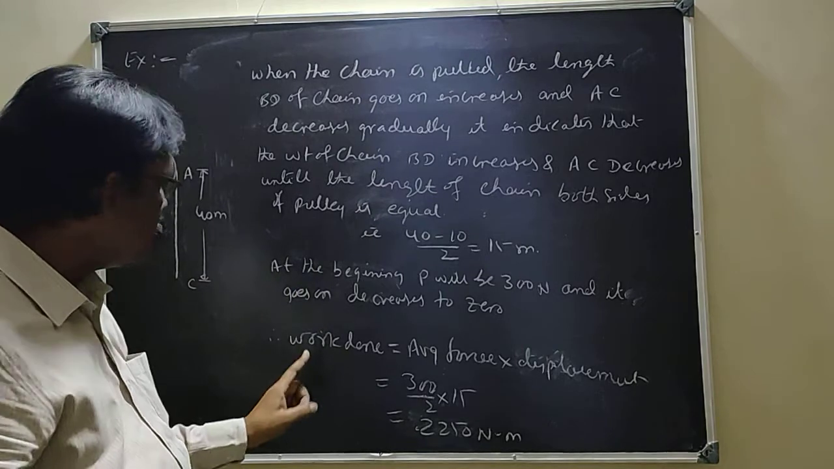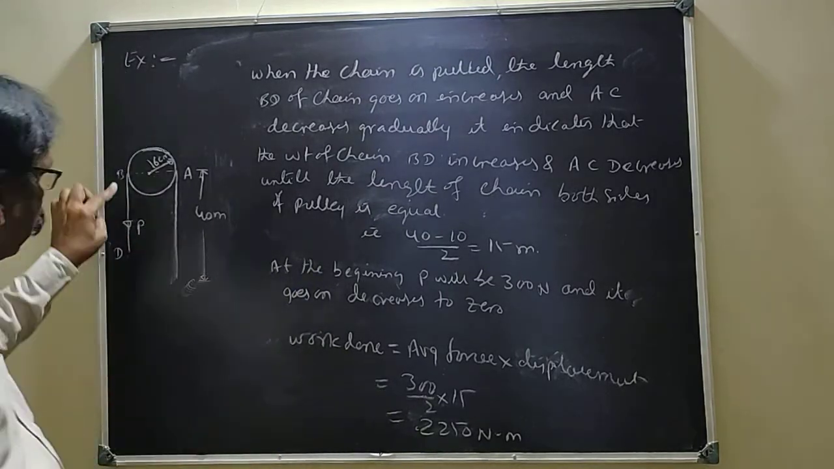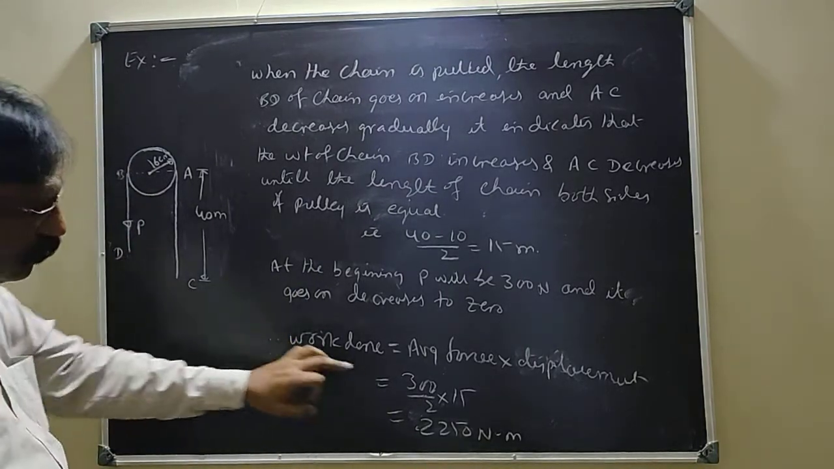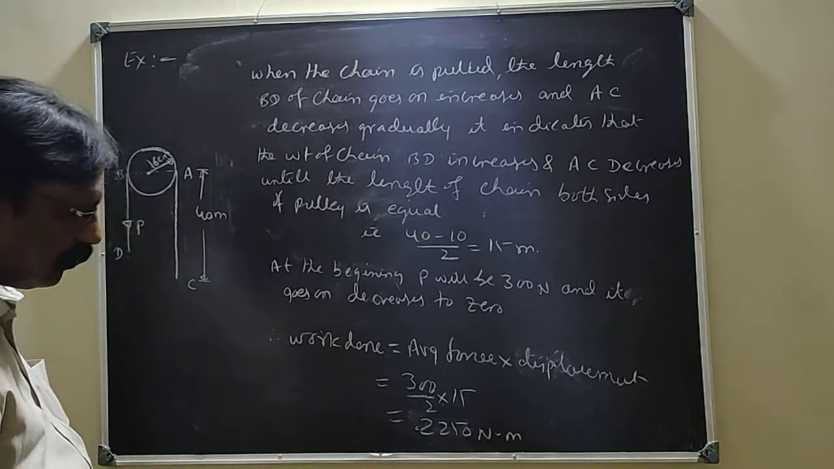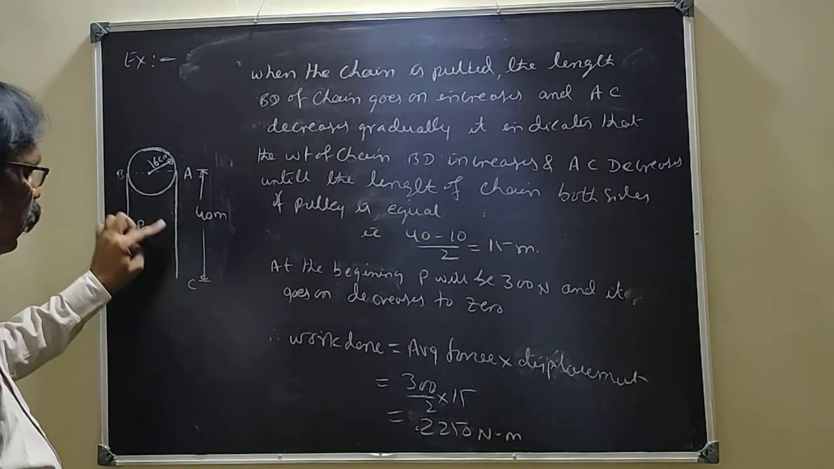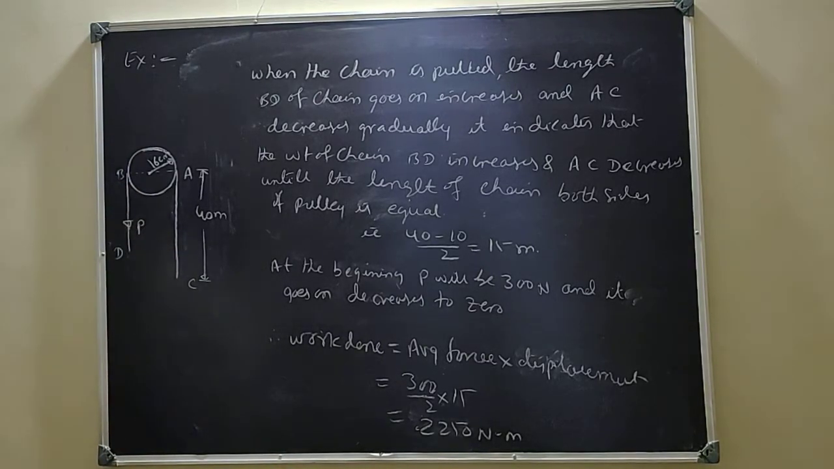So based on that one, how much work is done. Average force applied is equal to 300 by 2, that is 150, and then the total length raised is 15 meters. So therefore the total work done is equal to 2250 Newton meter, or that is equal to so many joules.